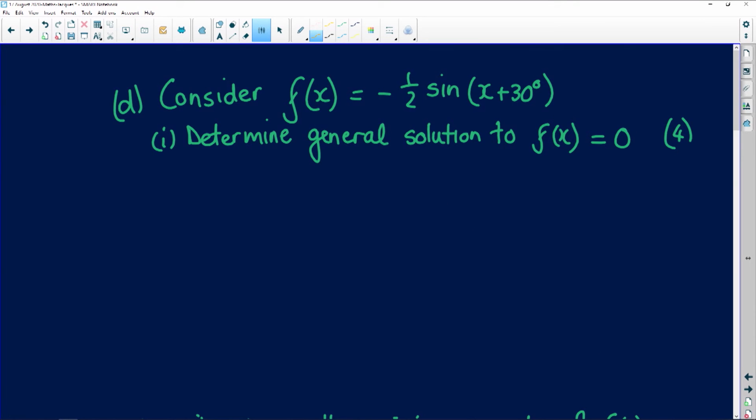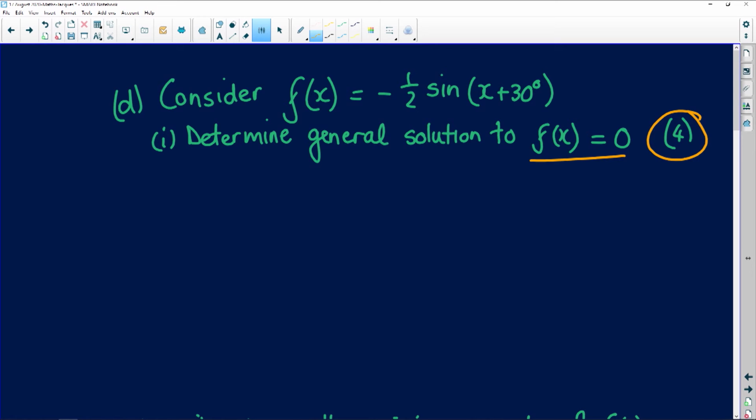I love this one as well. It's a beautiful graph that they've given us. There's an amplitude shift, and then there's a phase shift. So there's a horizontal movement, and then there's a vertical stretch. Determine the general solution for 4 marks. So this should not take much more than 3 lines, 4 lines maximum.